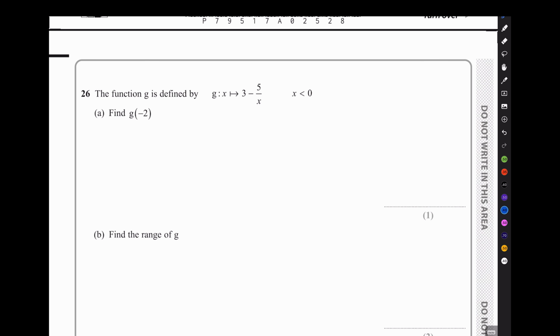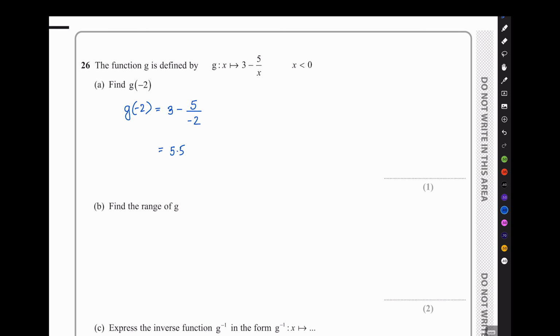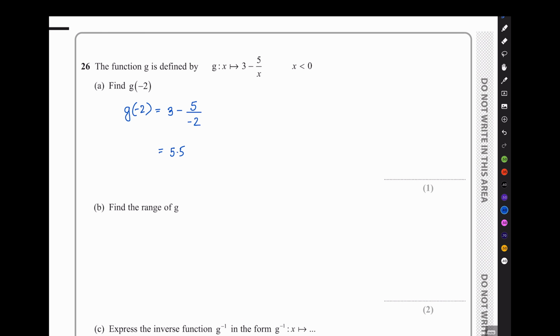So, the function g is defined by this, and we need to find the value of g of negative 2, which is, I just need to substitute the value of x. So 5 divided by negative 2, which gives me, my mind is not working. So this is 3 plus 2.5, which is 5.5. And then the range of g, okay.